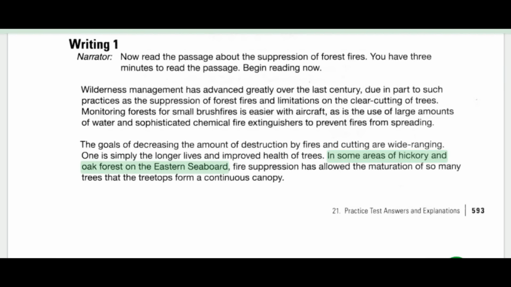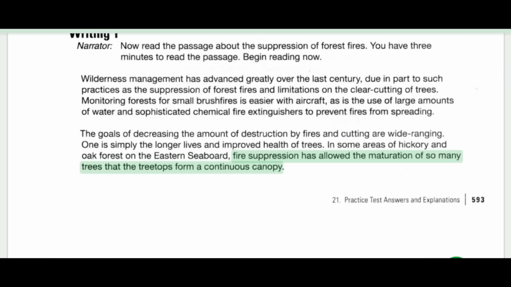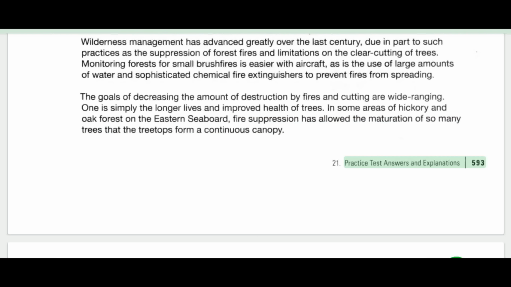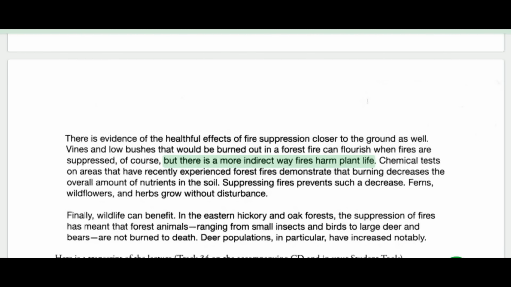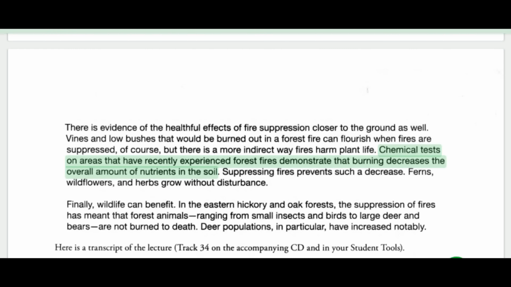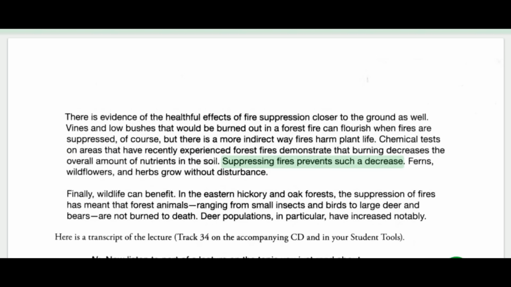In some areas of hickory and oak forest on the eastern seaboard, fire suppression has allowed the maturation of so many trees that the treetops form a continuous canopy. There is evidence of the healthful effects of fire suppression closer to the ground as well. Vines and low bushes that would be burned out in a forest fire can flourish when fires are suppressed, of course, but there is a more indirect way fires harm plant life. Chemical tests on areas that have recently experienced forest fires demonstrate that burning decreases the overall amount of nutrients in the soil. Suppressing fires prevents such a decrease.